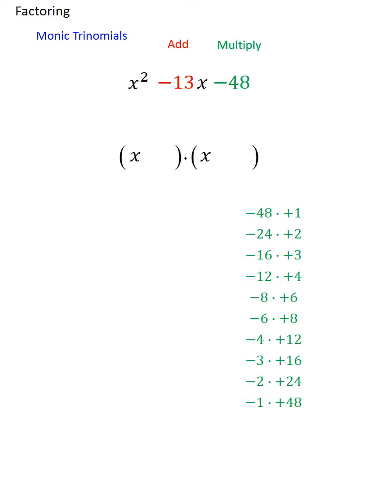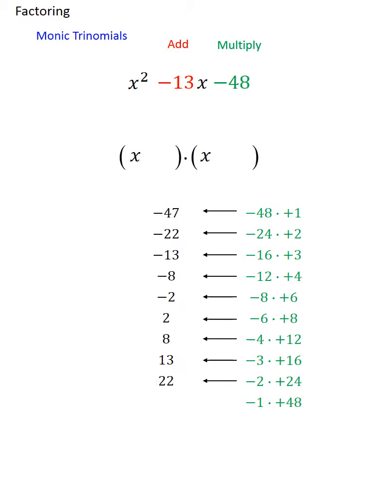Now, remember my goal, if you look at the top of the screen: my goal is to find two numbers that multiply to make negative 48, but also that same pair of numbers has to add to negative 13. So I'm going to add every single pair that I have here, and I'm going to add them all up. And again, if you need to pause the video here to see the addition, now would be a good time.